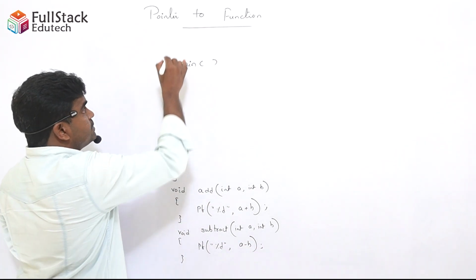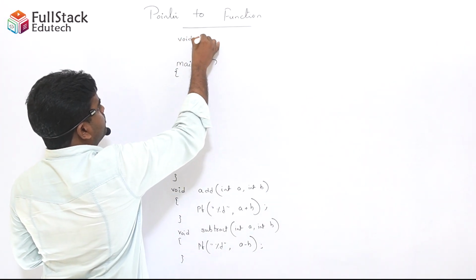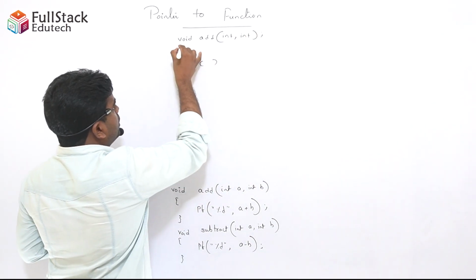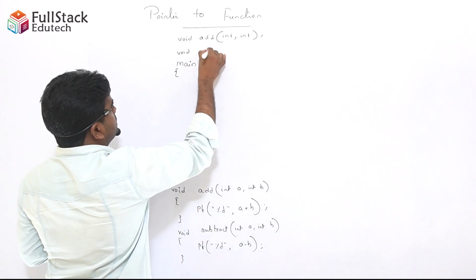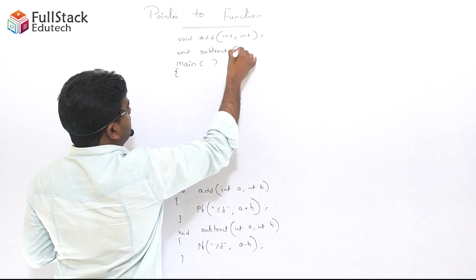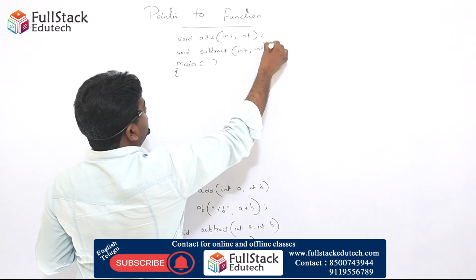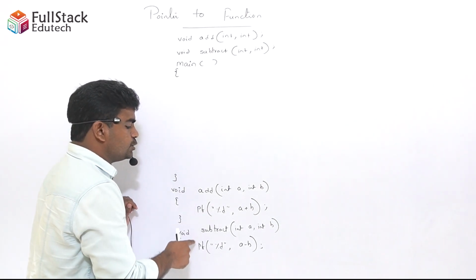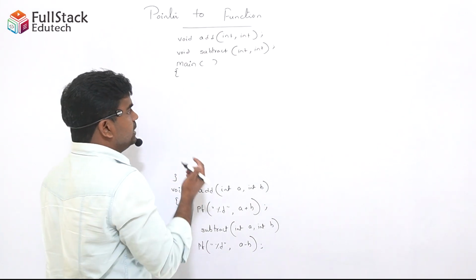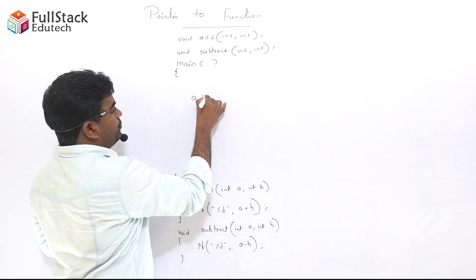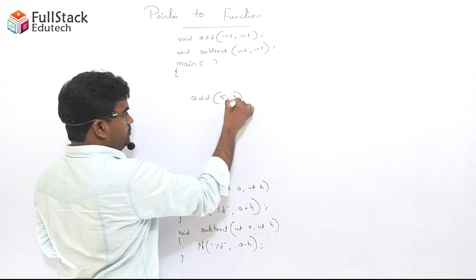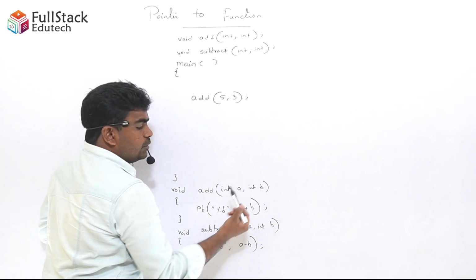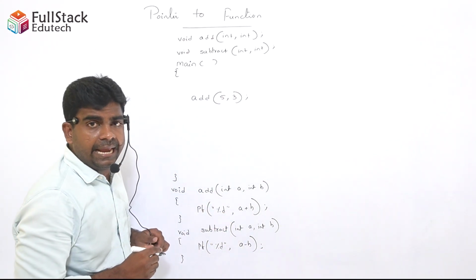How can we write the prototypes? Before the main, void add, taking two integer values, and void subtract, taking two integer values. Normally, how can we call these two functions? As we know, simply add of 5 comma 3. Then 5 will come and store into this a, 3 will come and store into this b, and it will add, output will be 8.